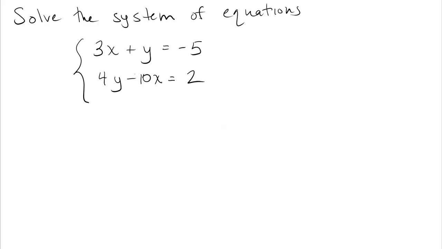What do you do if none of the variables are alone in either equation? Well, one option is an alternative method we're going to talk about later. But the other way to think about it is to just create a substitution. We can alter either one of these equations and solve for either variable.